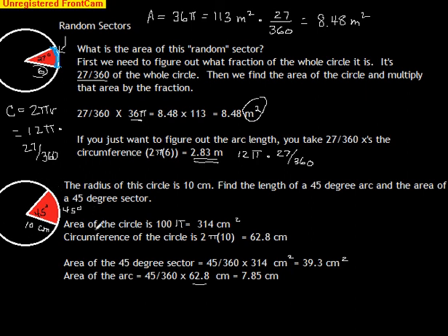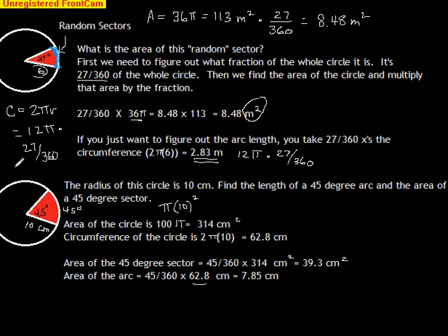So what they did in the book was they found the area of the circle. Remember, it's pi r squared, so this would be 10 squared, and so the area of the circle would be 100 pi, or 314 centimeters squared. The first thing they want us to do, though, is to find the length of the arc. So we have to know the circumference as well. The circumference is 2 pi r, and that would end up being 62.8 centimeters.